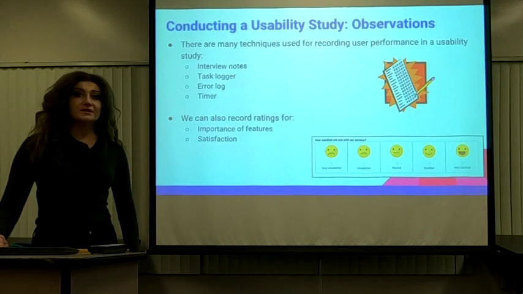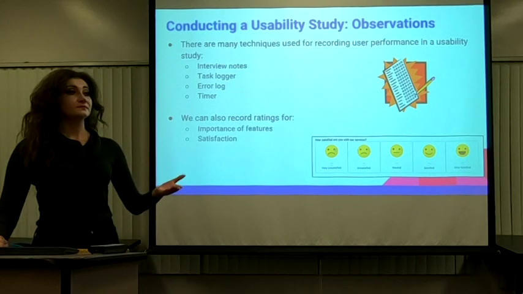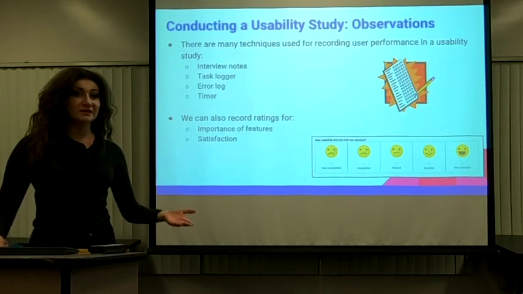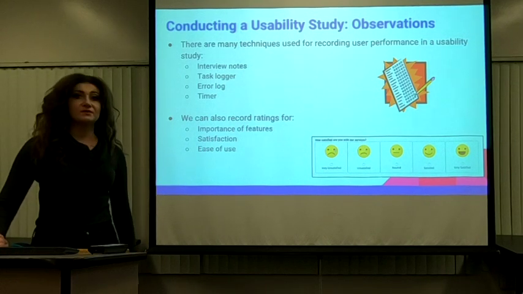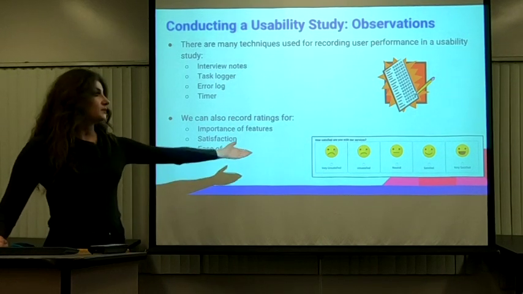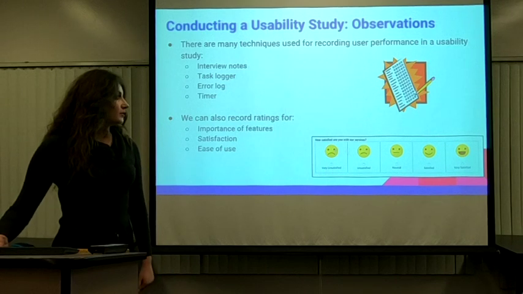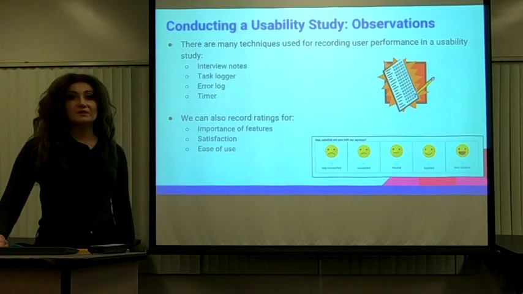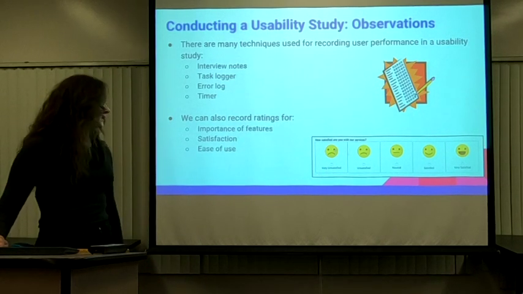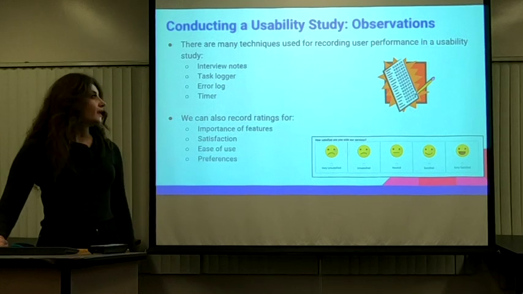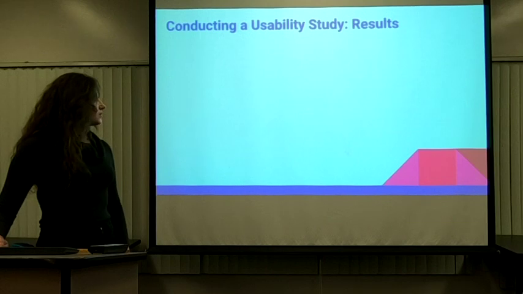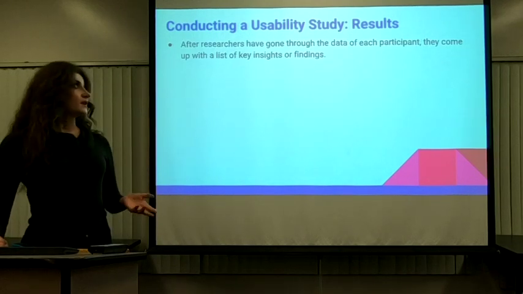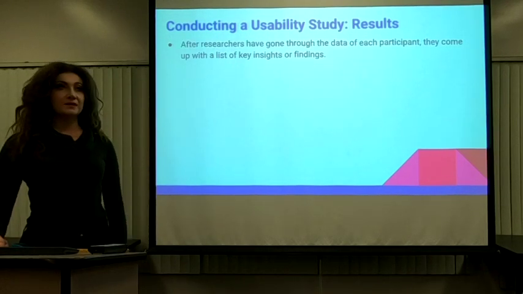We also want to record their satisfaction. As we mentioned, people are able to get through particular tasks, but it doesn't mean that they had a good time doing it. So satisfaction and ease of use is really, really helpful. And it could be anything from bubbling happy faces, or it could be a number scale from 1 to 5, 1 to 7, any of those things. And it also helps you record user preferences. So now you've run your study, and now it's time to analyze those results.